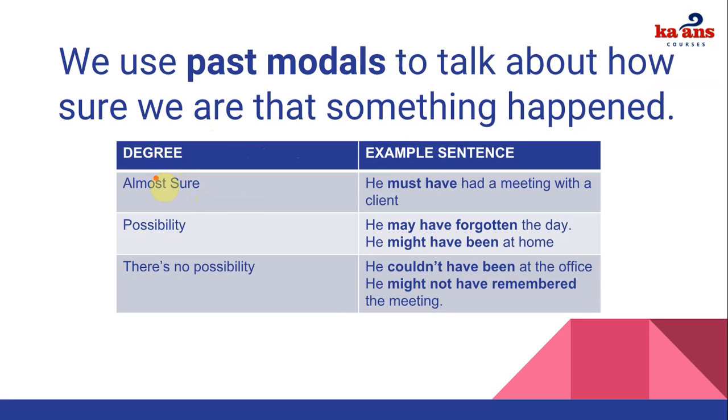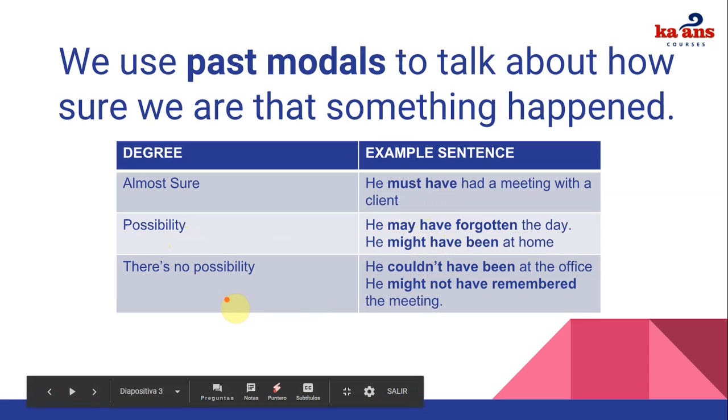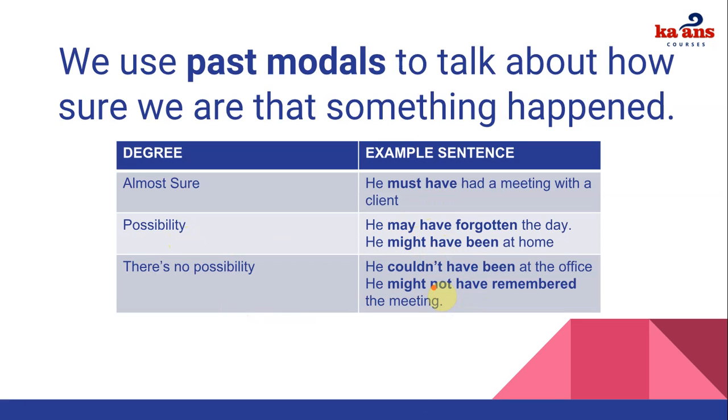For actions or events that we're almost sure about, we're going to be using must have. For possibilities, may have or might have. And for no possibility, couldn't have and might not have.